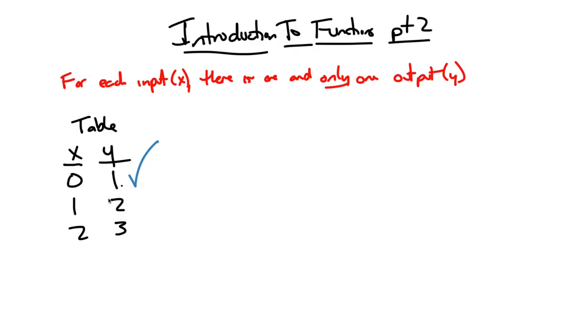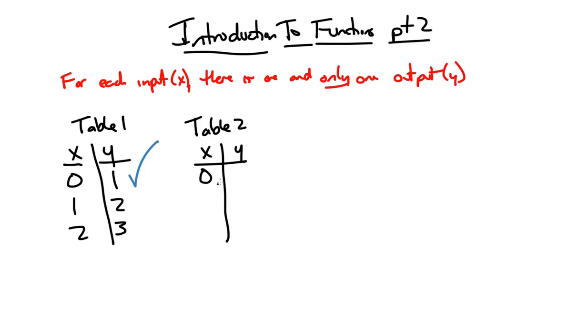But for this one over here, if I say x is 0, y is 1, x is 1, y is 2, and x is 1, y is 3, okay, this table is not a function. Why? Because sometimes when I put in 1, I get 2. Sometimes when I put in 1, I get 3. No, that's not a function, so that wouldn't work.